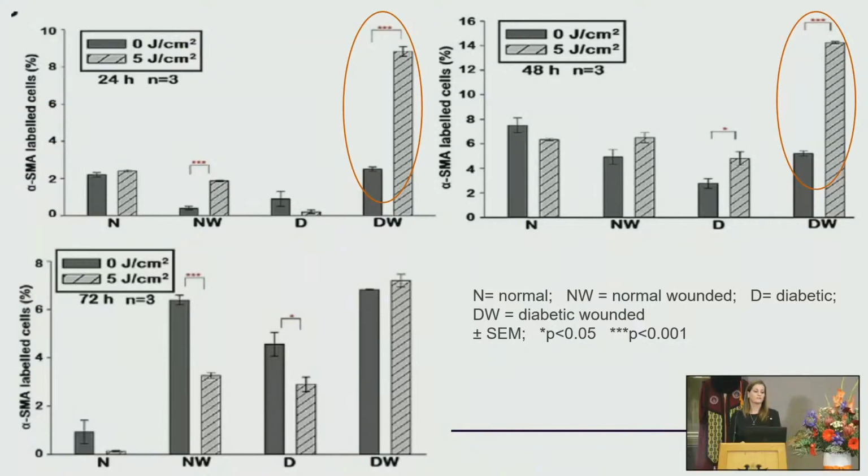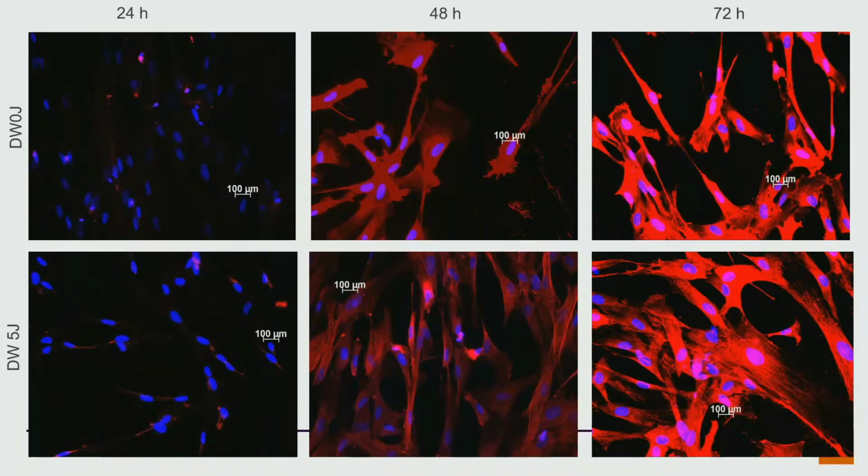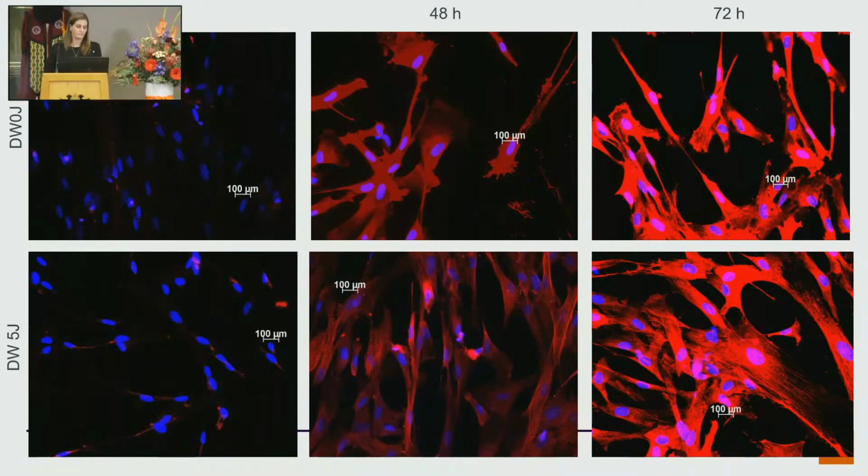At 24 and 48 hours post-irradiation, diabetic wounded cells showed a significant increase in alpha smooth muscle actin, which is the marker of myofibroblasts. This is the fluorescent image of the diabetic wounded cells staining for alpha smooth muscle actin, which is stained in red.